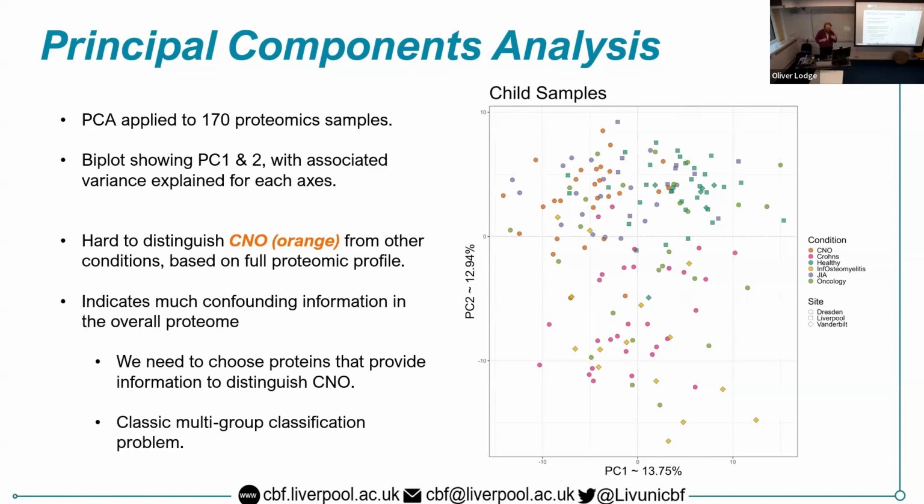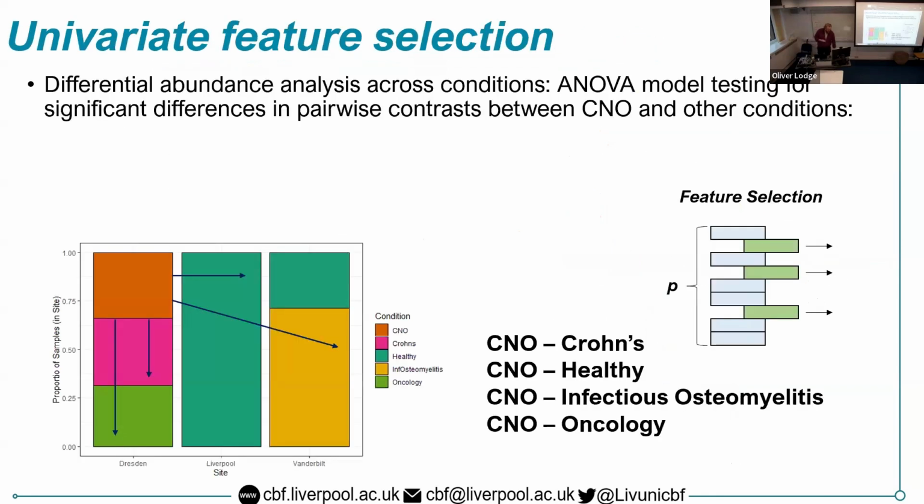And you can see why, when it comes to our overall goal, which is to be able to provide proteins that can go forward to develop a test, just looking at the entire proteome based on this understanding is not really providing us a lot of information, a lot of accuracy in being able to distinguish between these classes. The next stage was to do univariate feature selection.